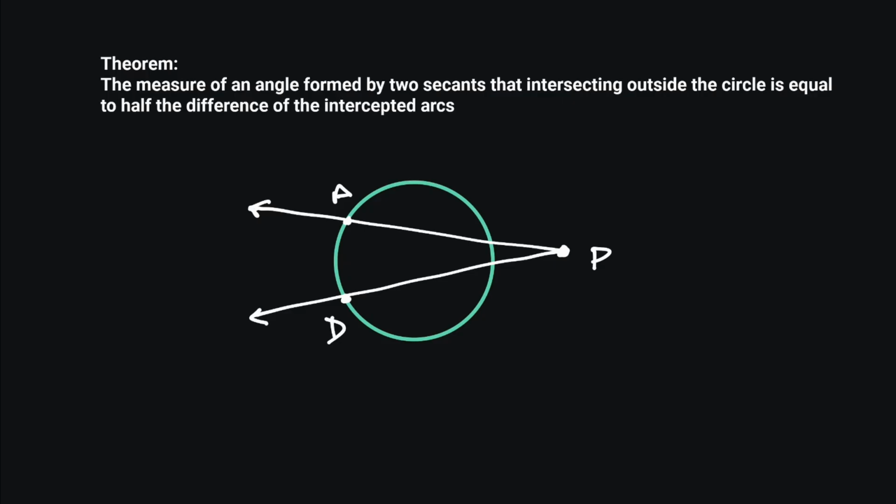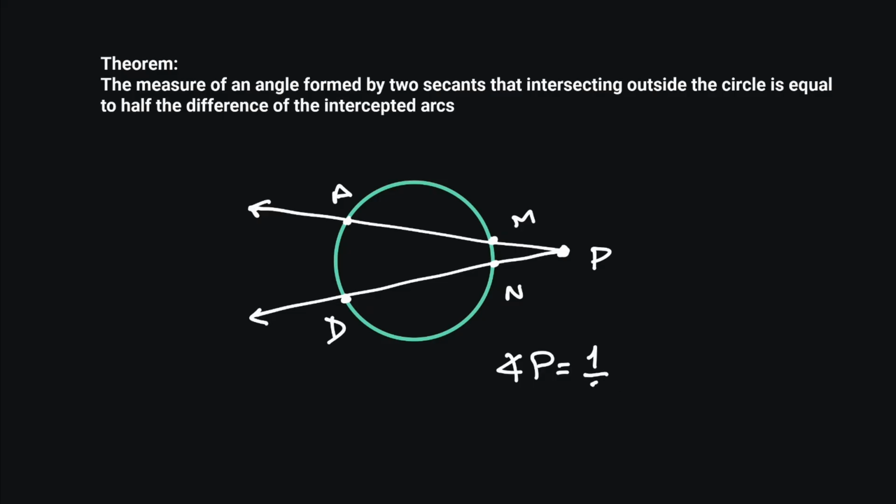Equals half the difference of the intersecting arcs. So if you notice, we have two different arcs being intersected. So let's call this M and let's call this N, right? So the idea is the angle P is going to be equal to the difference of the measurement of the two arcs divided by 2, right?